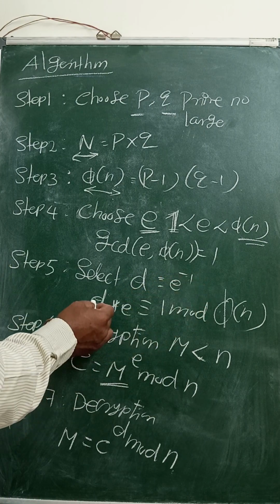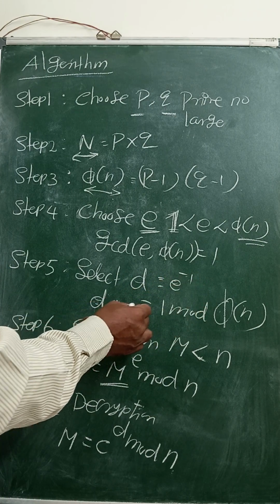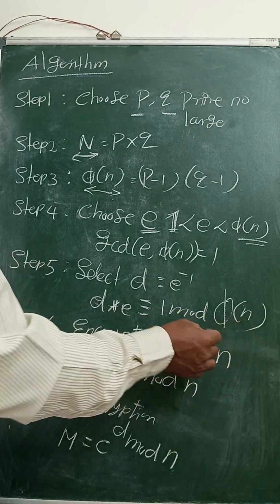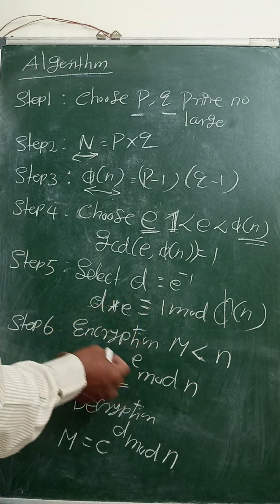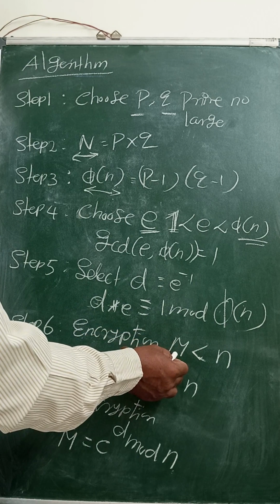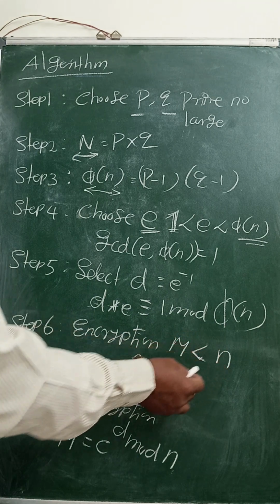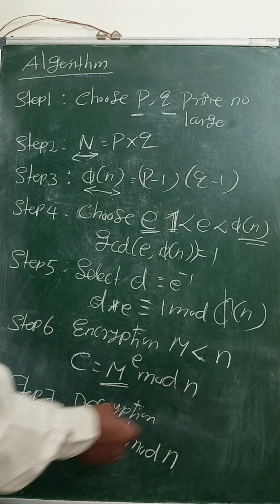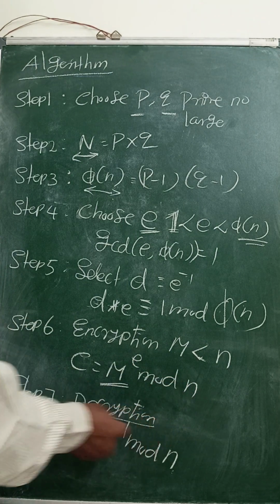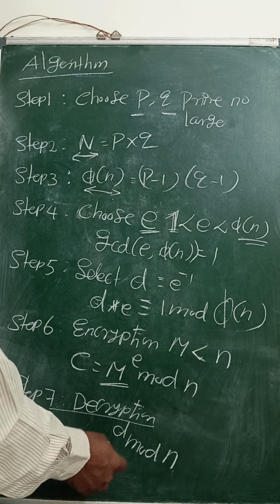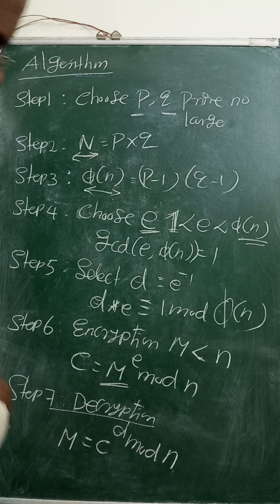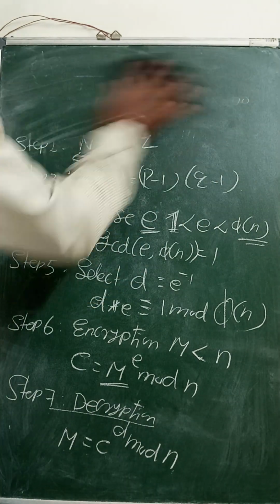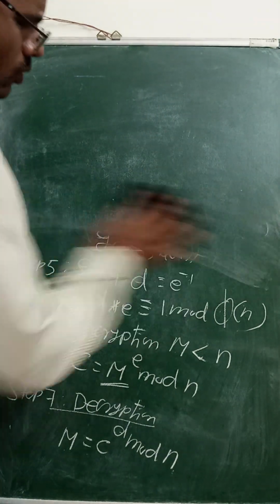After selecting e, we find D as the inverse of E. For computing the inverse, D into E congruent to 1 mod the totient function of N. After selecting E and D, substitute into the encryption formula, where M must be less than the N value. Then C equal to M to the power of E mod N. On the decryption side, M equal to C to the power of D mod N. This method is the algorithm.